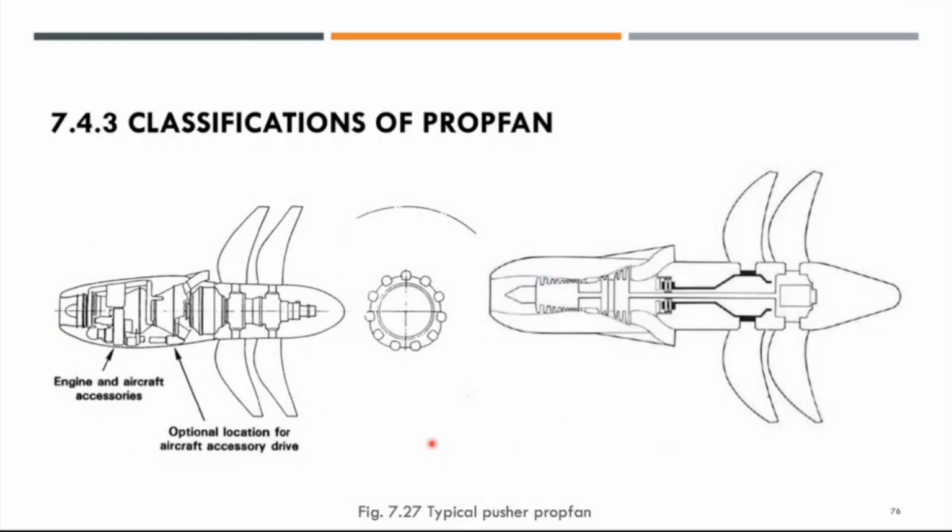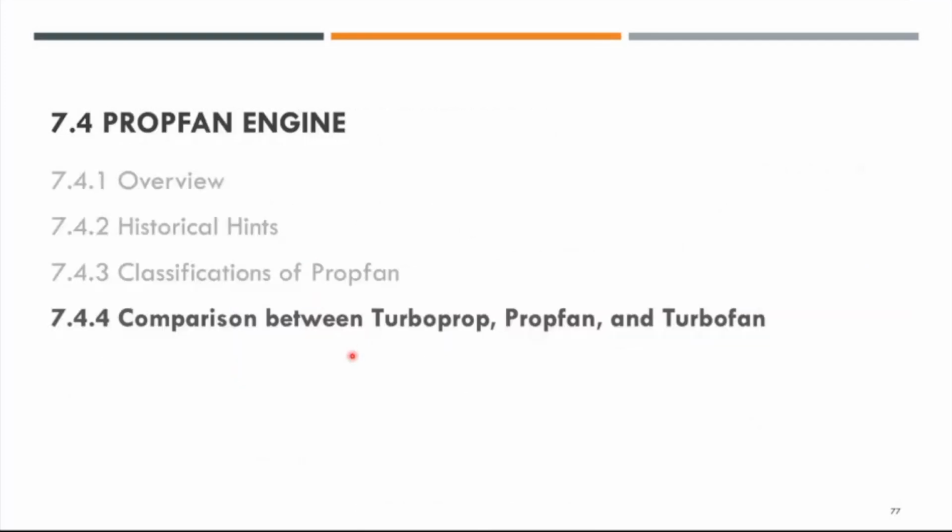Right, so this is a pusher type of Propfan, shown in figure 7.7, right? Engine and aircraft accessory in the front, where you have the propeller setting, Propfan at the rear of the engine. Okay, and then for the 744, comparison between Turboprop, Propfan, and Turbofan.